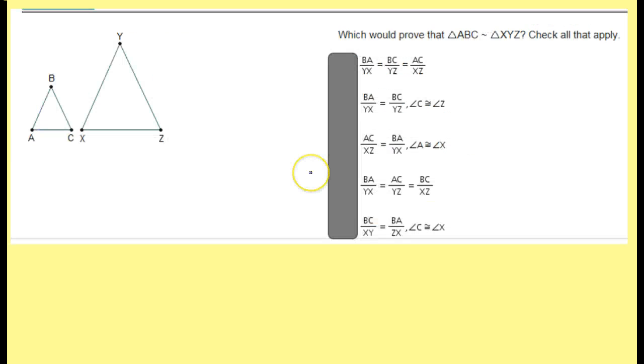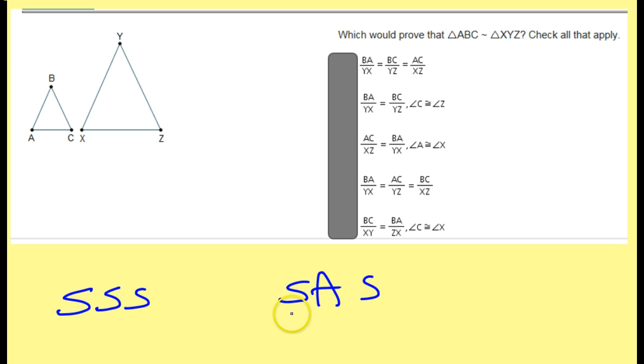All right, this is the last problem. Which would prove that these triangles are similar? Check all that apply. So remember, we're looking for side-side-side similarity, 3 pairs of corresponding sides with the same ratio, or side-angle-side similarity. That's where we have 2 pairs of corresponding sides with the same ratio, and 1 pair of congruent angles between them.